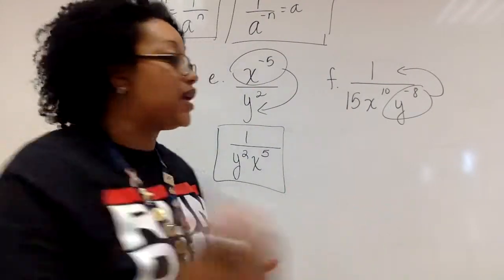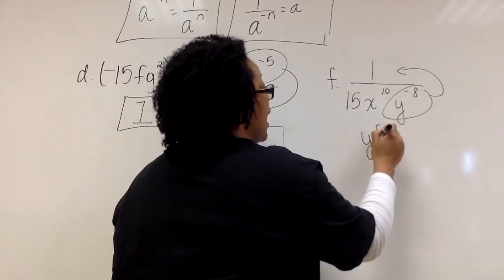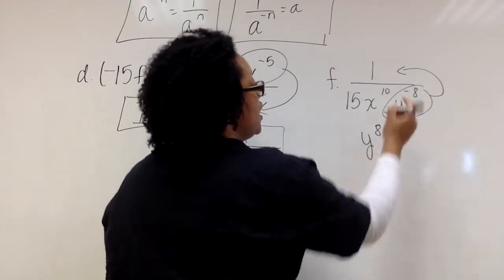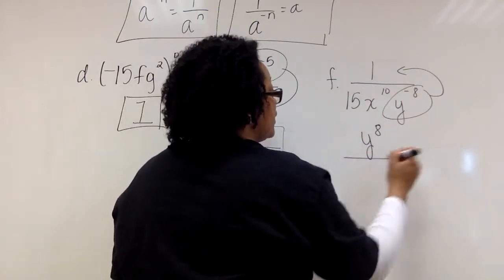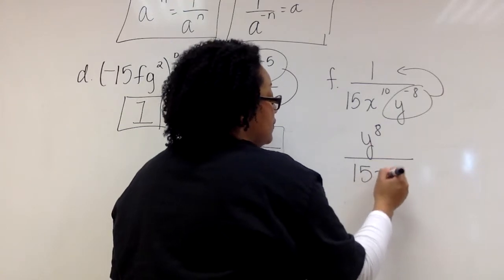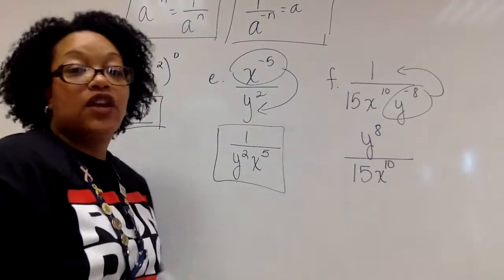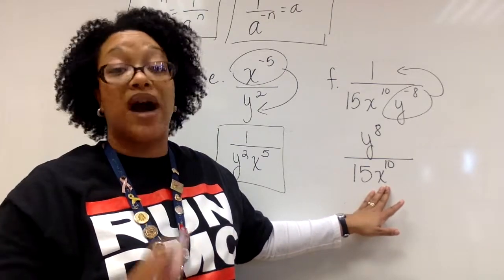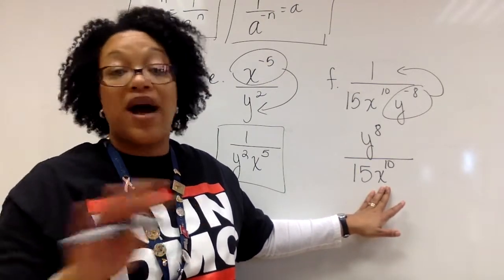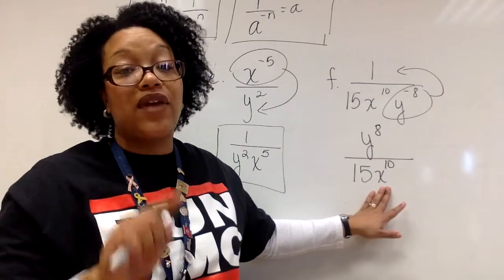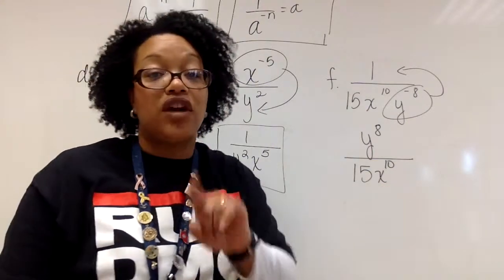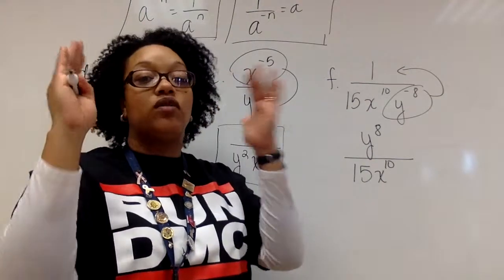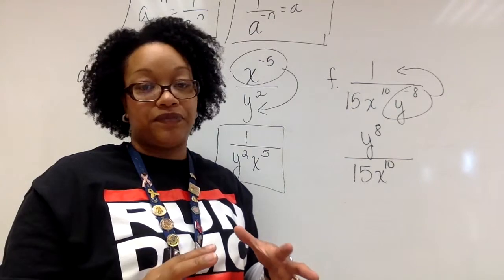So you move it upstairs and you change the sign. So your answer becomes y to the positive 8, because it's just 1, so you don't have to show the 1. So it's y to the positive 8 divided by 15 times x to the 10th power. Your 15 and your x to the 10th power can stay where they are because they're positive. Positive numbers, positive exponents don't move. Just the negative one. So you'll hear me say that a lot if you make that mistake. You can only move negative exponents.